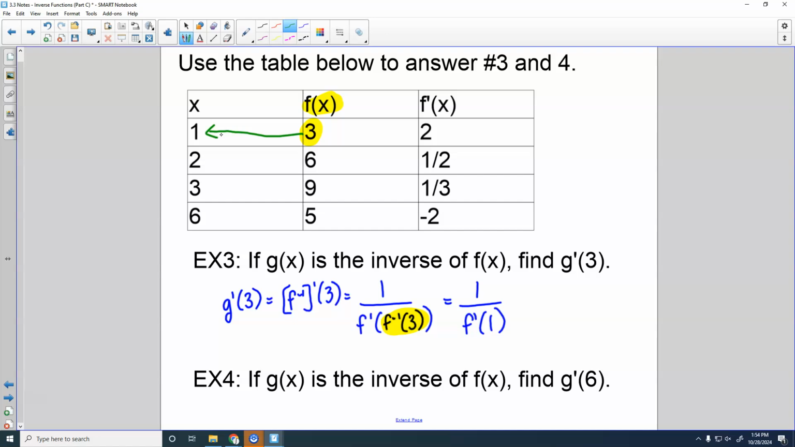So then you just have to find f prime of 1. What is f prime of 1? It is 2, because you are just using this right over here. So you get 1/2. Okay. All they had to give you for that question was that line. The other stuff is just there to try to distract you. Do the next one there.